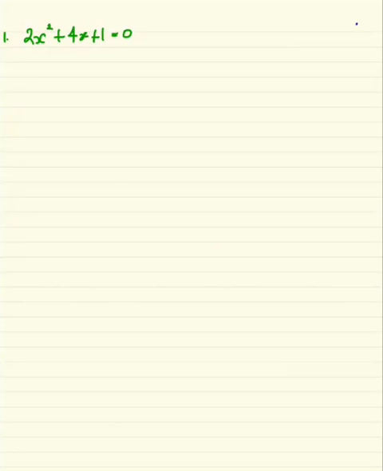First of all, alpha plus beta equals negative b over 2a, beg your pardon, negative b over a, which in this case is negative 4 over 2, which is negative 2. And alpha beta is c over a, and that gives us 1 over 2, which is a half.